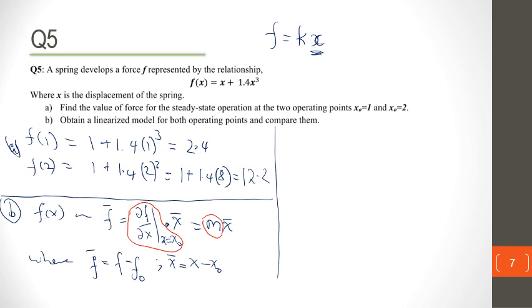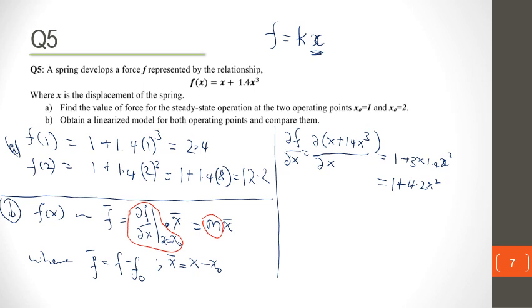So now we take the first derivative of f of x, which is the derivative of x plus 1.4 x cubed with respect to x, which is equal to 1 plus 3 times 1.4 times x squared, which is equal to 1 plus 4.2 x squared. So this is what your first derivative is.